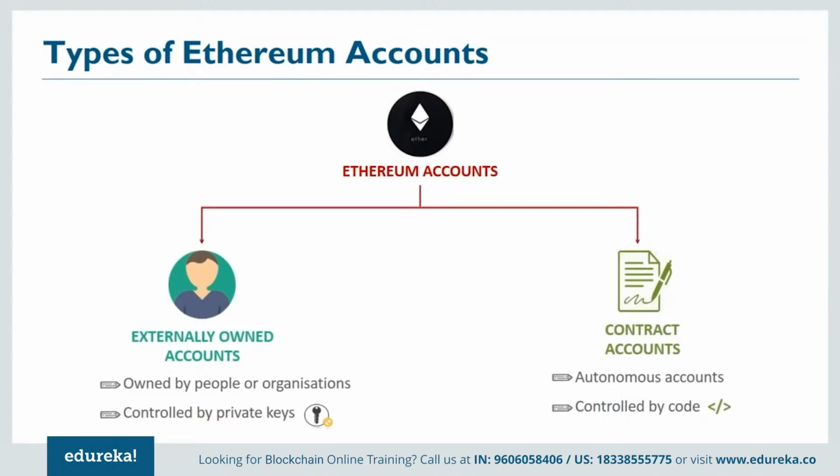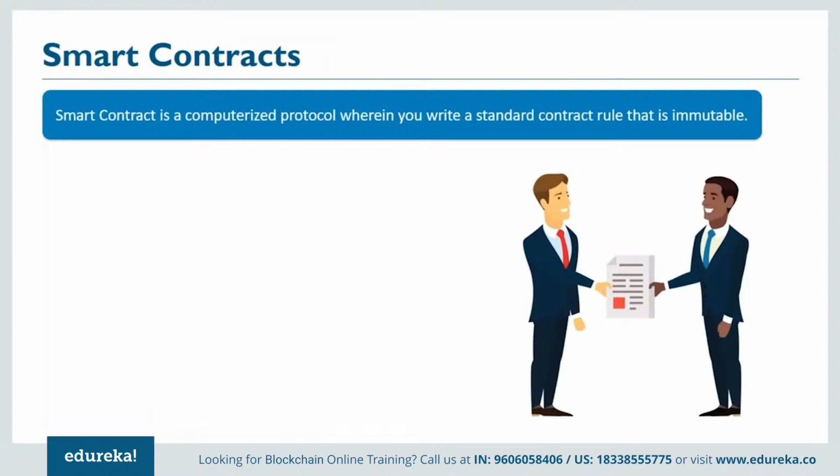But on the other hand, the contract accounts have associated contract codes, and these are triggered by the transactions or the messages received by other contracts or other externally owned accounts. Now, the contracts that we are talking about here are actually the smart contracts. Contract accounts operate on codes which are written in smart contracts. Now, the users can create a new contract by deploying code to the blockchain.